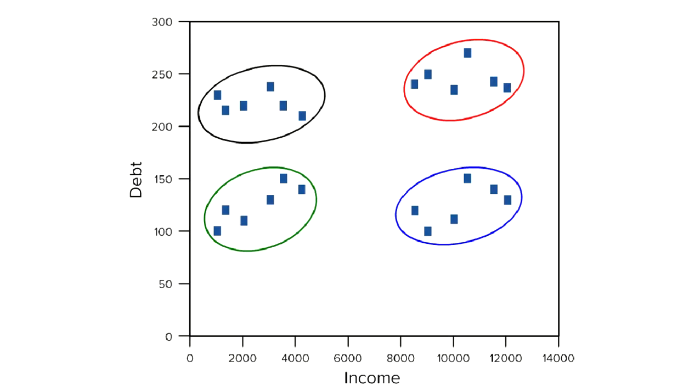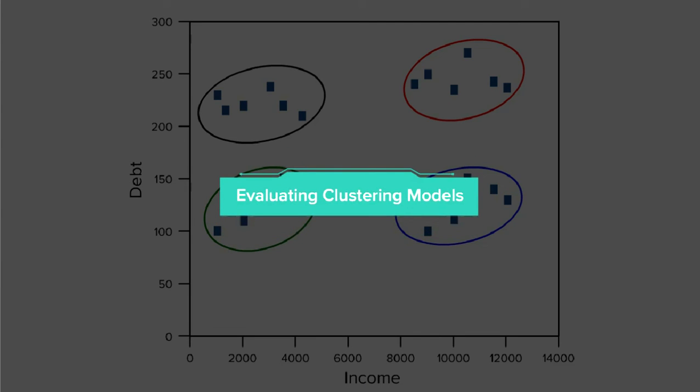Now, we know that the aim of clustering is to make meaningful groups of data. As a result, we have to have some evaluation metrics which ensure that the clusters formed are meaningful and efficient. In the next video, we will discuss those evaluation metrics.